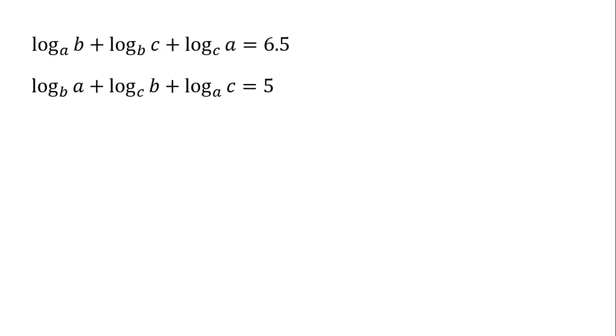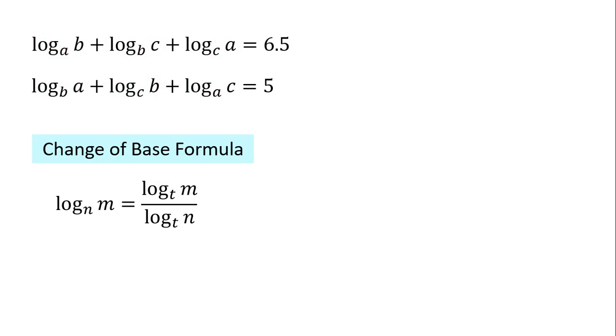Okay, notice that there is a total of 6 unknowns in the system. So what I'll do first is reduce the number of unknowns to make the system easier to handle. The main tool that I'm going to use to do this is the change of base formula. The change of base formula tells us that if we have log of m to the base n, then we can write it as log of m to the base t divided by log of n to the base t. In other words, a logarithm can be written as a quotient of two logarithms of the same base.